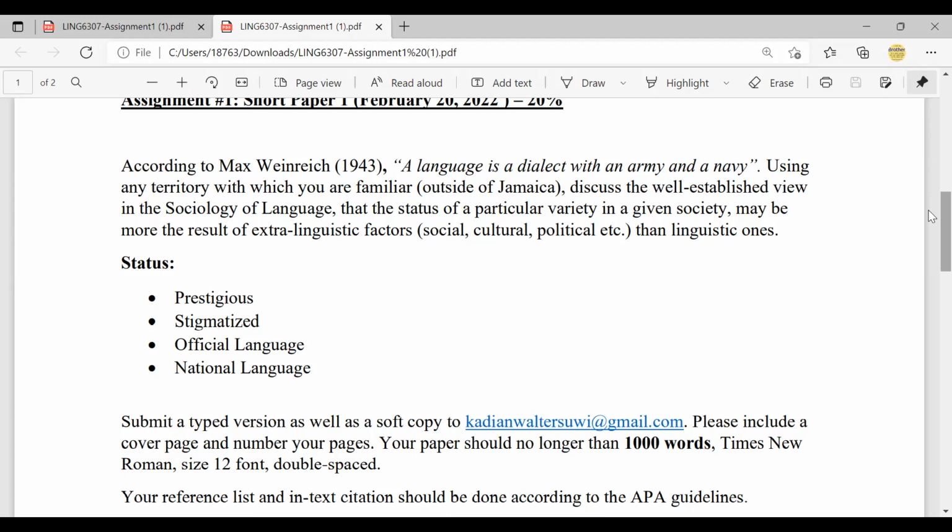So a language is a dialect with an army and a navy is basically saying that a language is a code that has political backing, cultural backing, social backing, right? So it has an army and a navy. It has support, whether in attitudes or in resources, such as even financial resources to develop the language.